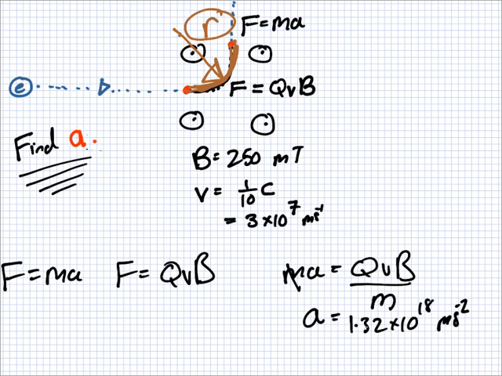The flux density we know is 250 millitesla.